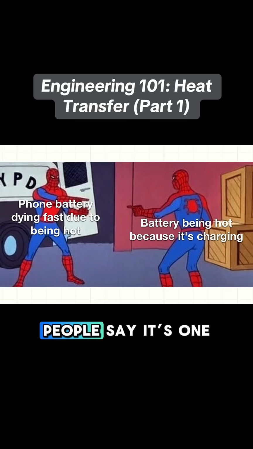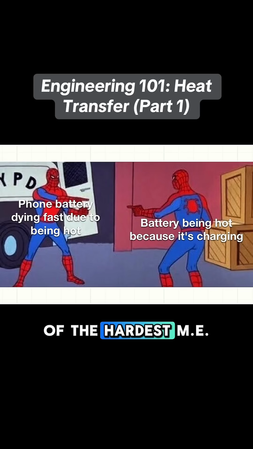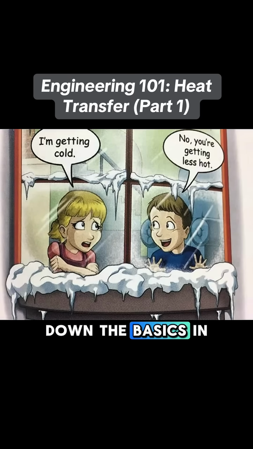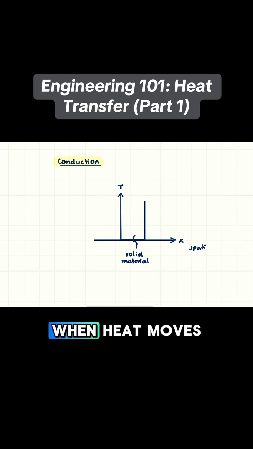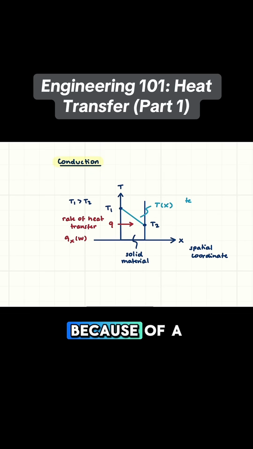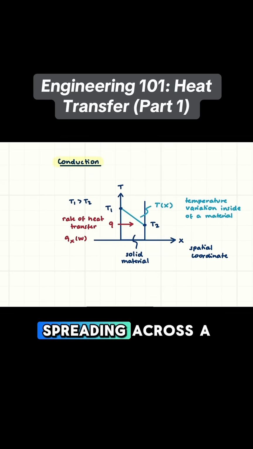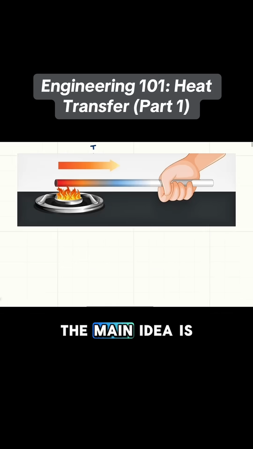Heat transfer. People say it's one of the hardest ME classes. But let's break down the basics in 60 seconds. Conduction happens when heat moves through a solid material because of a temperature difference. Imagine heat spreading across a slab of metal. The main idea is Fourier's law.